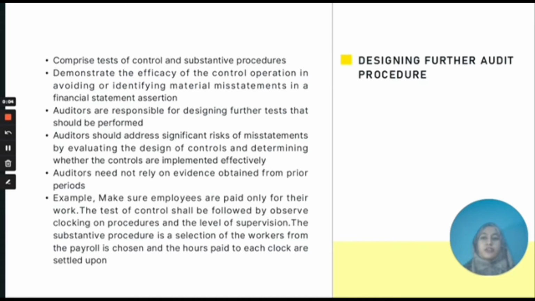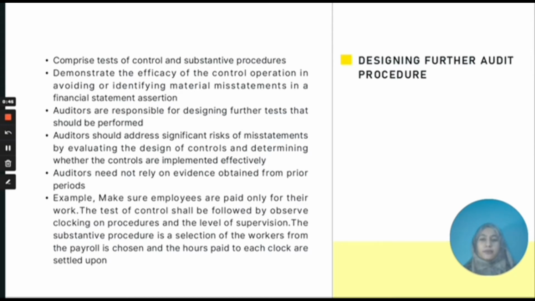Okay, the last one is designing further audit procedures. Further audit procedures comprise tests of control and substantive procedures. This provides guidelines on the conduct of scheduled procedures and how the efficiency of control is evaluated. Tests of control demonstrate the efficiency of control operation in avoiding or identifying material misstatement in a financial statement assertion. The auditor is responsible for designing further tests that should be performed. The amount of procedures to be performed is based on the assessed risk level.